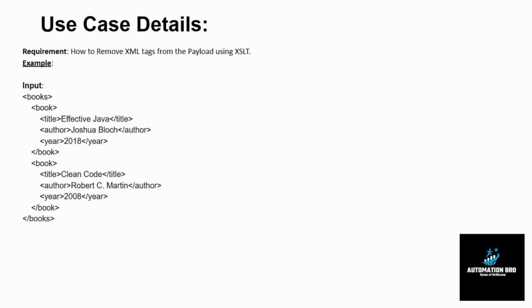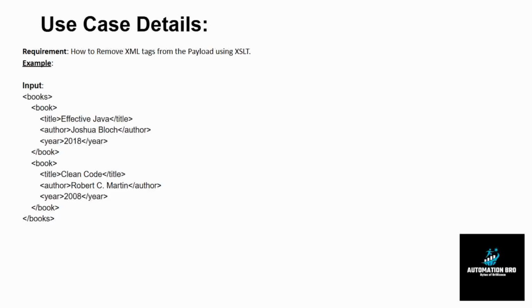XSLT stands for Extensible Stylesheet Language Transformation. It is used for transforming your XML payload into a different format, a different response. For example, we can get HTML format, plain text, or XHTML format as well. But in this case, I'll be covering two formats: converting XML into HTML and XML into plain text.